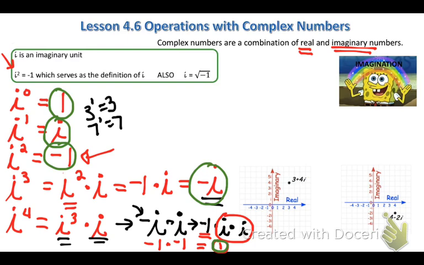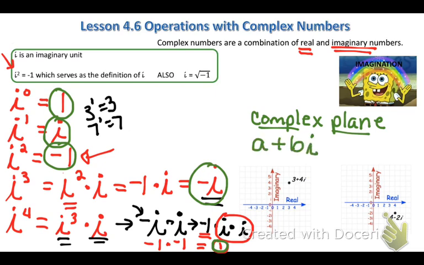You might be asked to plot points on a complex plane, so I included 2 on this slide. And you'll notice that the imaginary values run vertically while the real numbers run horizontally. Complex numbers are written in the form of a plus bi, where a and b are real numbers and i is imaginary. So a plain old a is going to be the real part, and bi is the imaginary part.